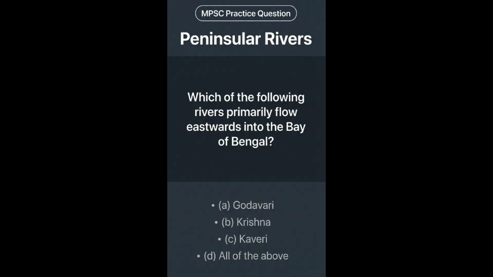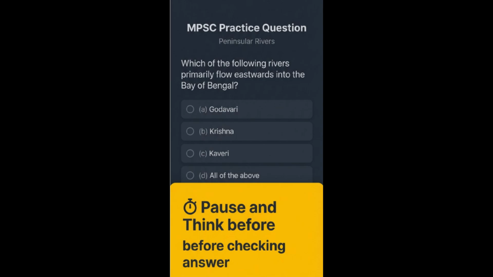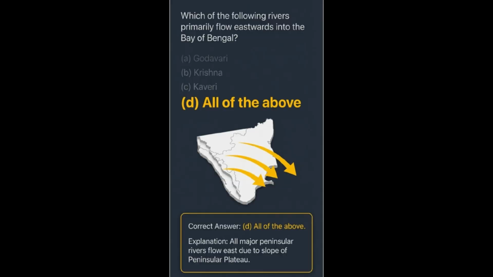Now, pause and try this question. Which of the following rivers primarily flow eastwards into the Bay of Bengal? Godavari, Krishna, Kaveri, or all of the above? Take a second and think. The correct answer is D, all of the above, because all major peninsular rivers follow the eastward slope.